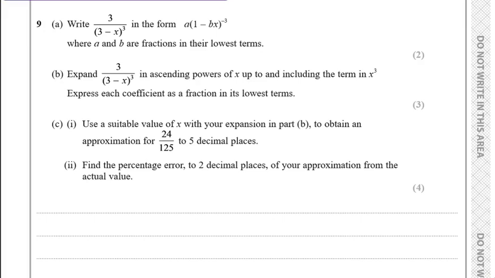Hi guys, this is question number 9 of June 2022, paper 2R. The question begins by saying: write 3 by root 3 by bracket 3 minus x to the power 3 in the form a bracket 1 minus bx to the power minus 3, where a and b are fractions in their lowest terms.